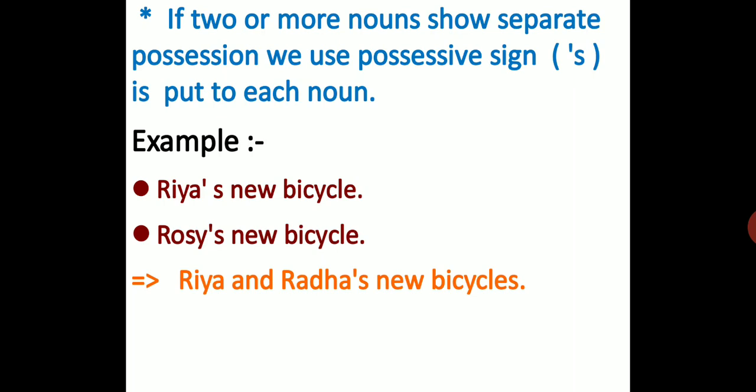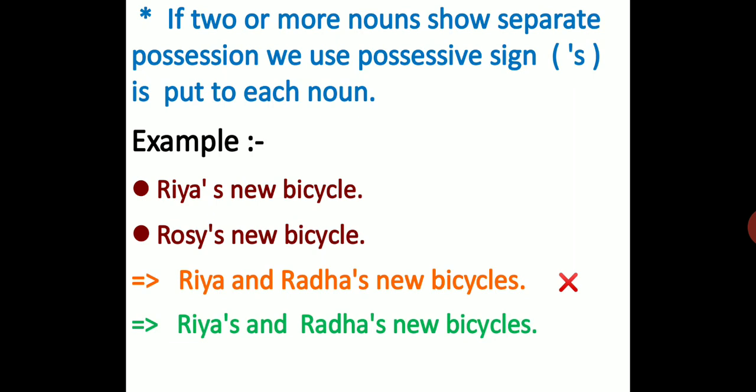So this is the wrong way. As we learned in the previous rule, if bicycle is in a singular form, then we can write Riya and Radha's new bicycle. But here both have their own bicycle, so we cannot write it like this. But we can write Riya's and Radha's new bicycles. It is the correct way to show separate possession.